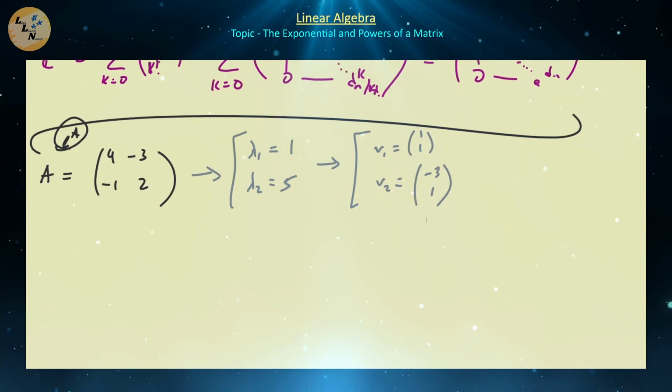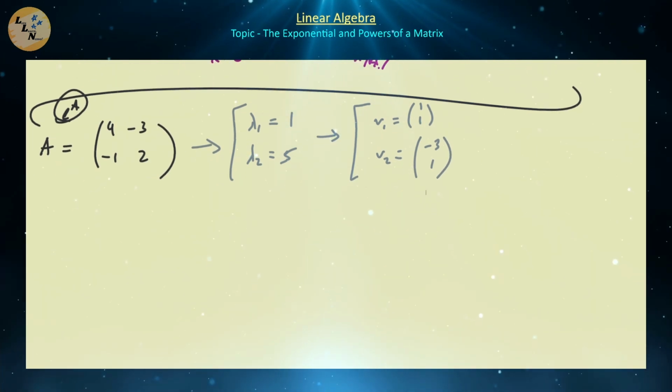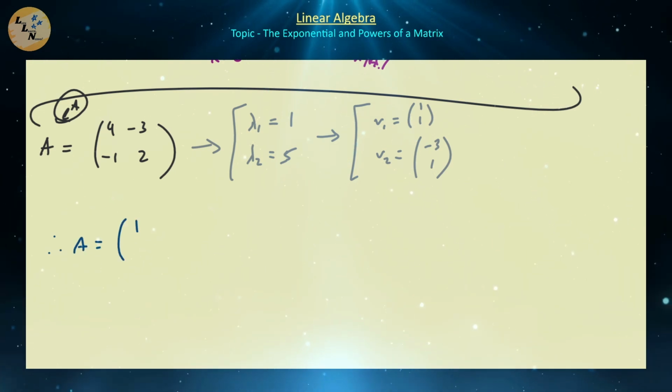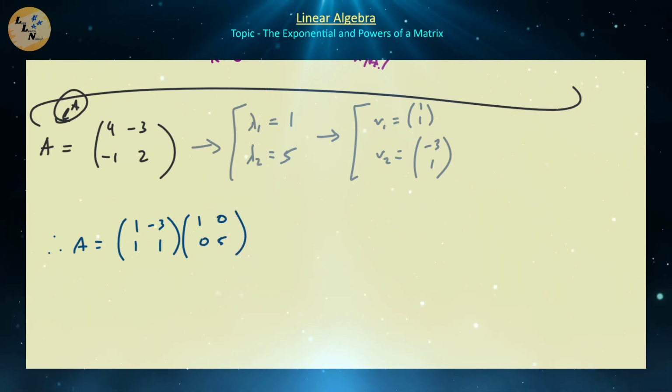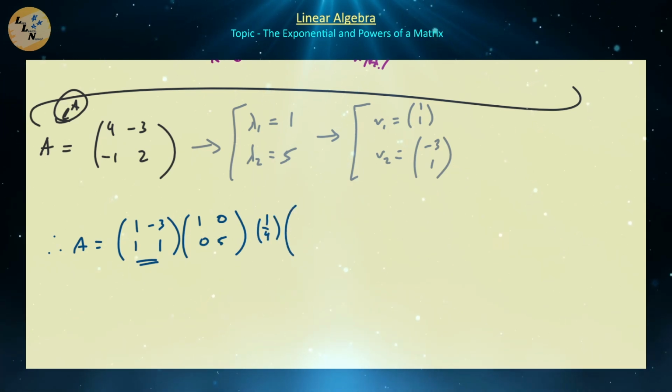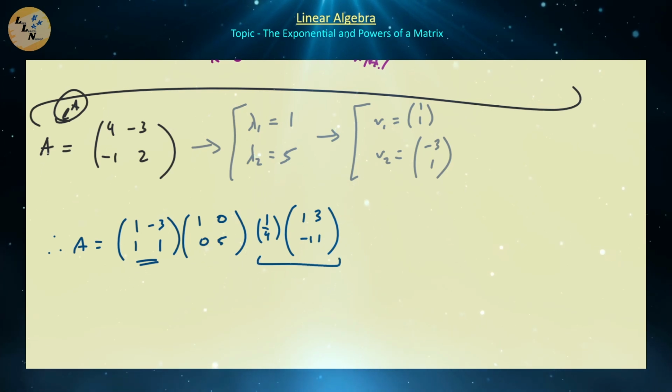So once you have that, then we can find the eigenvalue decomposition of A. So A is going to be equal to [1, 1; -3, 1], then [1, 0; 0, 5], and then the inverse of that matrix, which is going to be equal to 1/4 times [1, -1; 3, 1]. All right, so that's the inverse, that's the eigenvector matrix, and that's going to be equal to D.